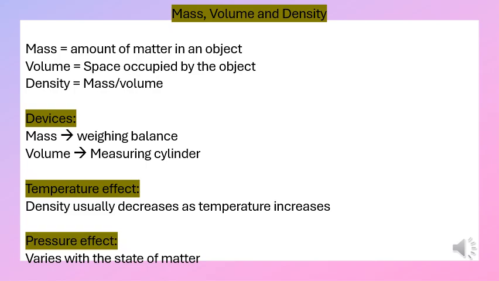Now, let's talk about temperature effects on solids. As temperature increases, solids expand slightly, which means their volume increases. Since mass stays the same, density decreases. It is a small change, but it matters in precision science like designing spacecraft or bridges.